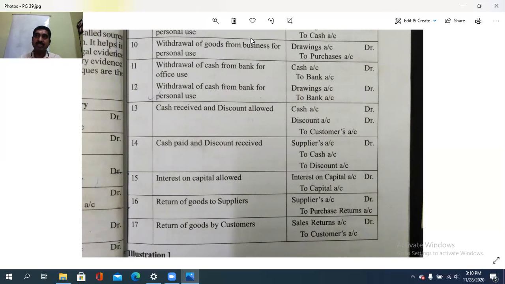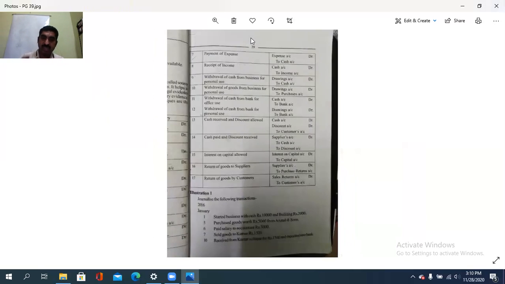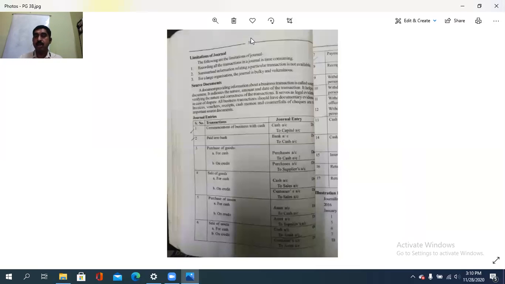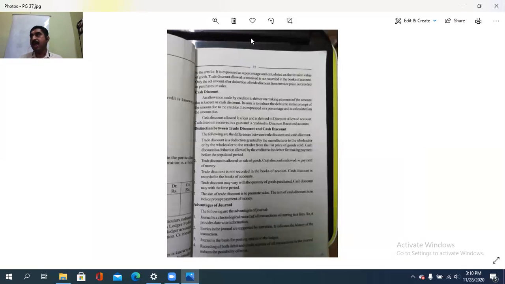So today we see how to take the journal entry, or how to prepare and write the journal entry, and what a trade discount is and what a cash discount is, and the differences between the two. And also what the advantages as well as disadvantages of a journal are. We will start with the problem part in the next class.